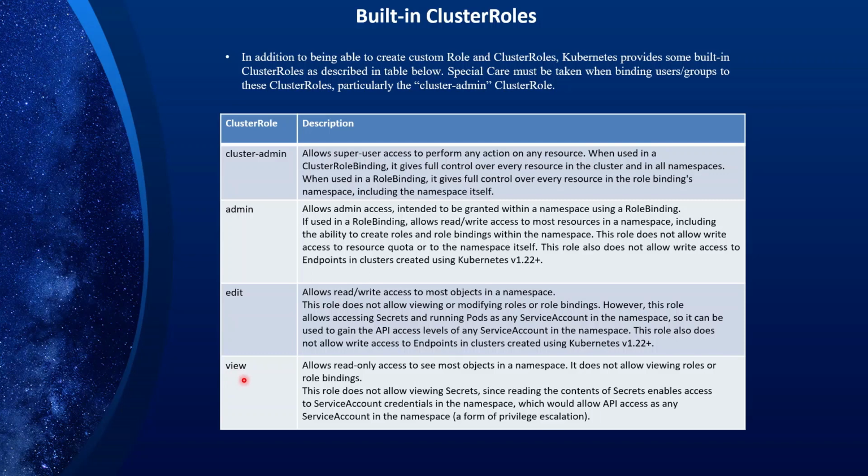And the last one is view. It allows read-only access to see most objects in the namespace. It does not allow viewing roles or role bindings. This role does not allow viewing secrets, since reading the contents of the secrets enables access to service account credentials in the namespace. So basically, you can assign it to people if you want to just give them read access to most objects in a namespace. So this is it for this presentation of RBAC.